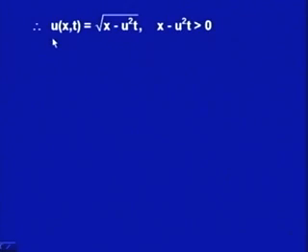So, we have got the solution as u(x,t) = square root of (x − u²t), and this solution is valid in the cases when x − u²t is positive. Now, this is an implicit solution because we are involving u here as well as in the solution. So, to find the explicit solution, that is u in terms of x and t only, let us simplify it.